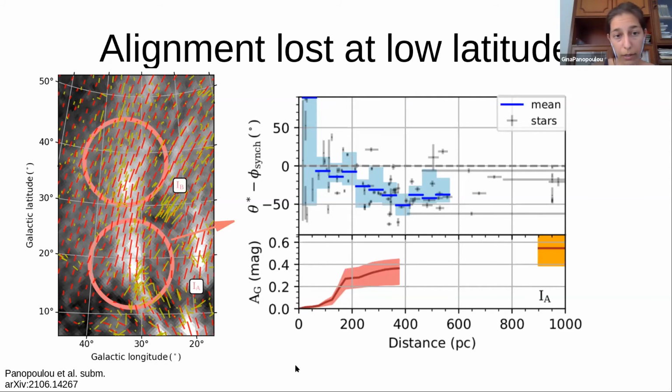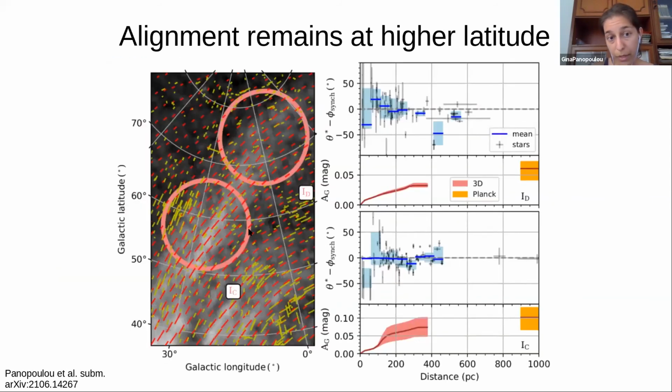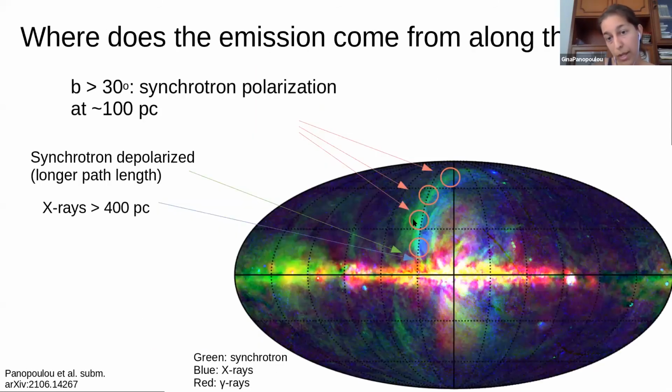If you go to even higher latitudes, the alignment remains. So in these upper circular regions that we analyzed, there's a bit larger spread, but still consistent with alignment after around 100 parsecs or so. The data are more noisy, but we can conclude that for these three upper circles, stellar polarization data show us that the synchrotron polarization also has to be at around 100 parsecs from the sun.